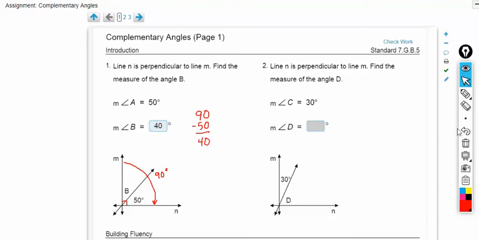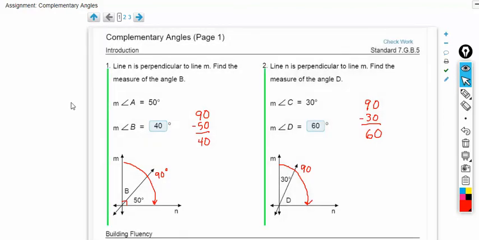Alright, so the same thing over here. We got perpendicular lines, so that means that this angle here, from here to here, is 90 degrees. So again, the whole angle is 90. I'm going to subtract 30 to find out what angle, that's angle D. So angle D must be 60 degrees. That's pretty simple math right there.